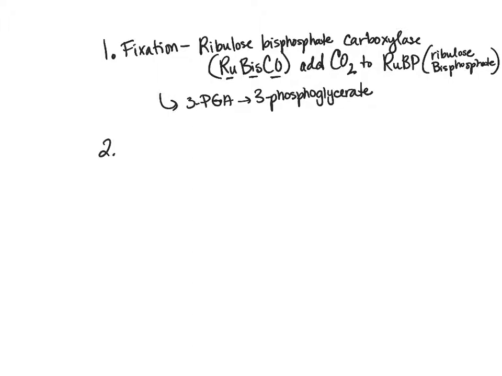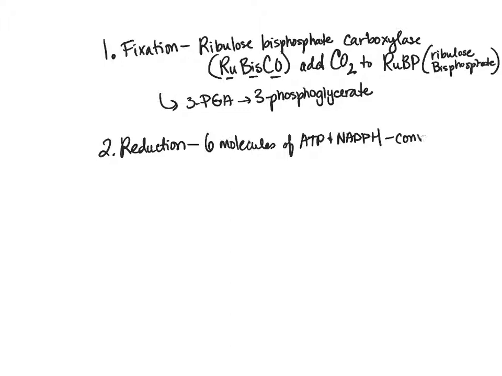Then we go to the second stage, which is reduction. In reduction, we take molecules of ATP and NADPH from those light-dependent reactions and convert this 3-PGA into G3P, or glyceraldehyde 3-phosphate. Remember that glyceraldehyde 3-phosphate is an intermediate molecule in building glucose, as in glycolysis. We actually take 6 molecules of ATP and NADPH, and then we convert this 3-PGA into G3P.